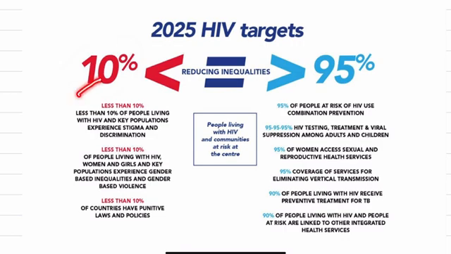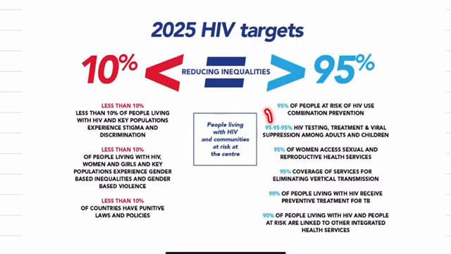What should be less than 10% and what should be more than 95%? People living with HIV, we call these people PLHIV. Less than 10% of people living with HIV and key populations face stigma and discrimination. Make it less than 10. Less than 10% of women, girls and key populations experience gender-based inequalities and gender-based violence. And less than 10% of countries have punitive laws and policies. Make it less than 10.